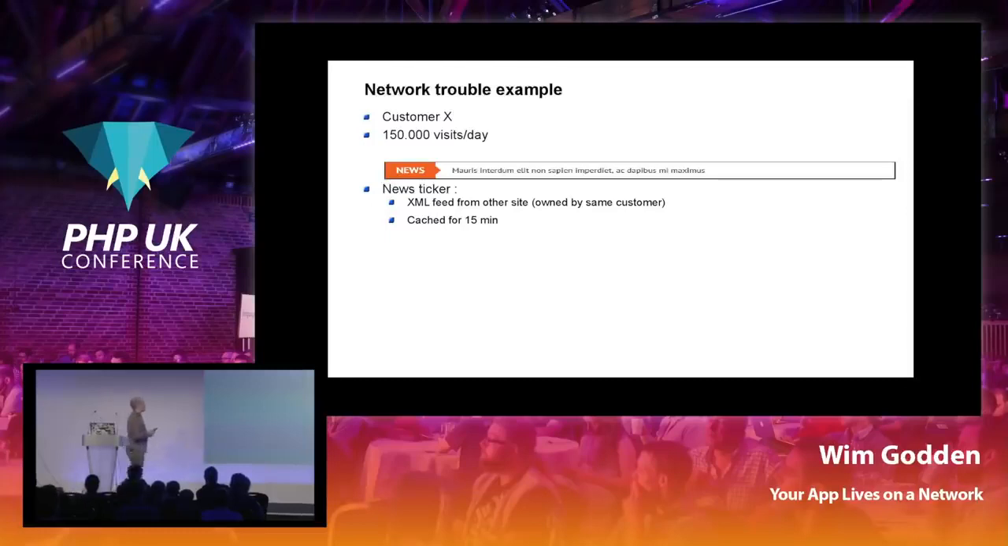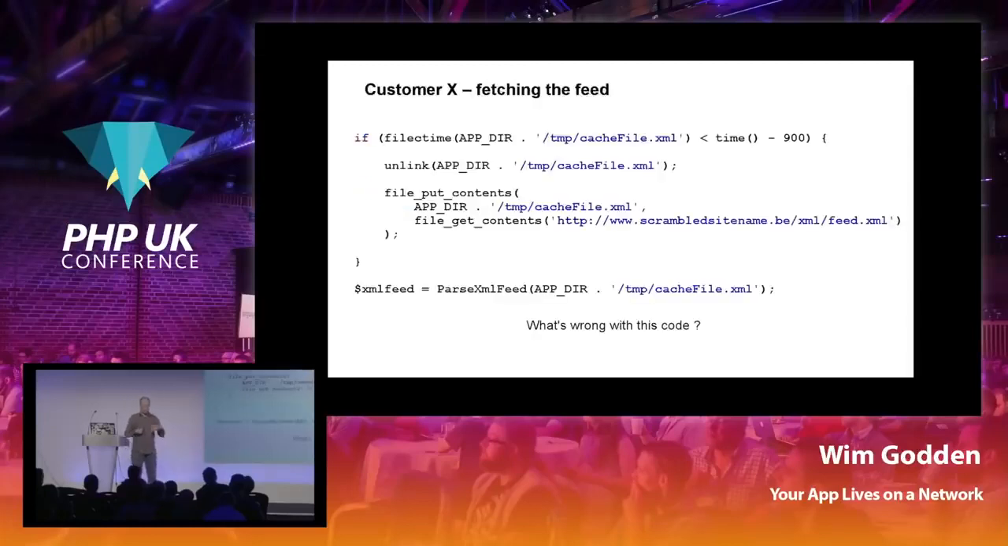Okay, I want to illustrate why I'm doing this talk, which is basically to help developers realize what is going on in the network. I want to illustrate that with a little example that we had with a customer of ours. I'm not going to name the customer. They had a pretty big website at the time. It was 150,000 visits. At the time, that was a lot. And they had a ticker on there. That ticker was actually an XML feed that came from a website that they also owned, and it was cached for 15 minutes locally so that they wouldn't hit it all the time.